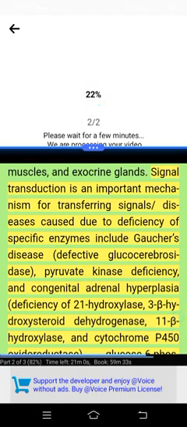Diseases caused due to deficiency of specific enzymes include Gaucher's disease, defective glucocerebrosidase, pyruvate kinase deficiency, and congenital adrenal hyperplasia, deficiency of 21-hydroxylase, 3-beta-hydroxysteroid dehydrogenase, 11-beta-hydroxylase, and cytochrome P450 oxidoreductase, and glucose-6-phosphate dehydrogenase deficiency.